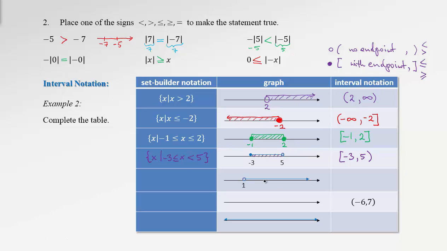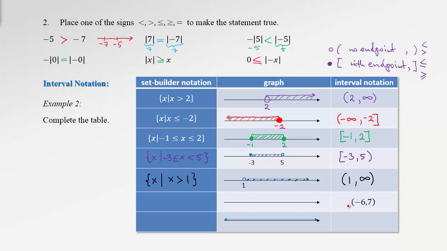Next example, here we have half a line starting from 1 and going forever to the right. So the corresponding interval would start with 1, and since we have a hollow dot, it will be a round bracket, 1, comma, and goes until infinity, round bracket. The corresponding set-builder notation, okay, let's start with the bracket again, all real x's, such that my x is larger than 1, strictly larger than 1, because we have a hollow circle here.